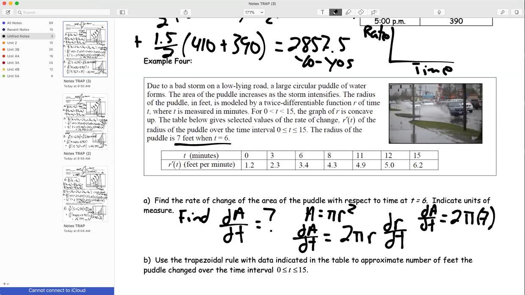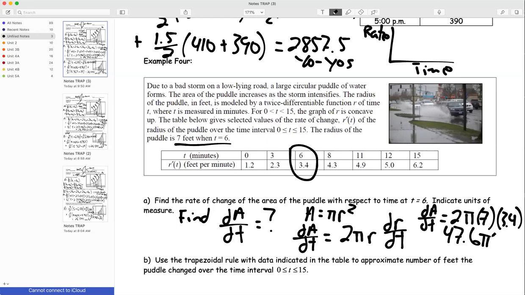And what is dr dt? How do we know? It says so right there, cleverly disguised. It's in the table. It's r prime of t, the derivative when t is equal to 6. The derivative is 3.4. So now I've got 2 pi times 7 times 3.4, which should give you, let's see, 47.6 pi. And we're going to put the units on there.